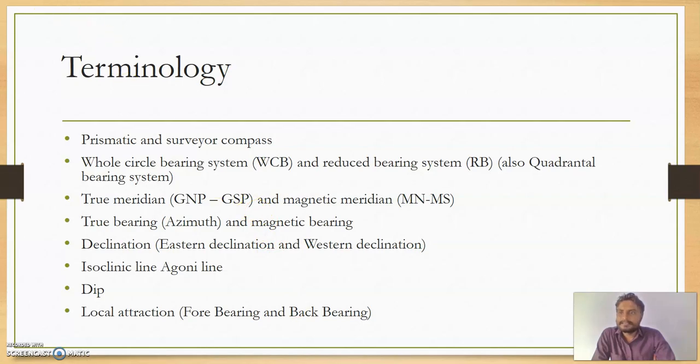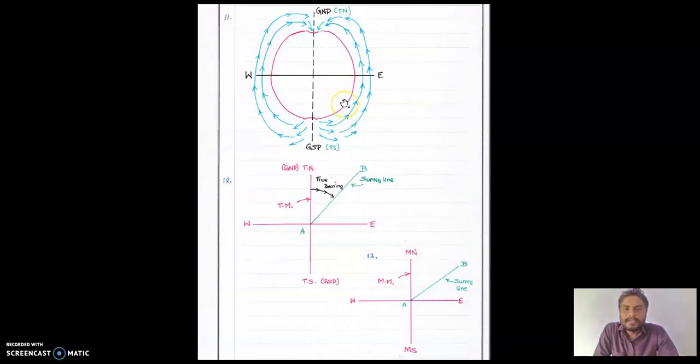Next, now you can get a clear idea of terminology from this figure. So this is our earth. Magnetic lines are originating from the geographical south pole and moving towards the geographical north pole. So these are our magnetic lines, earth magnetic lines.